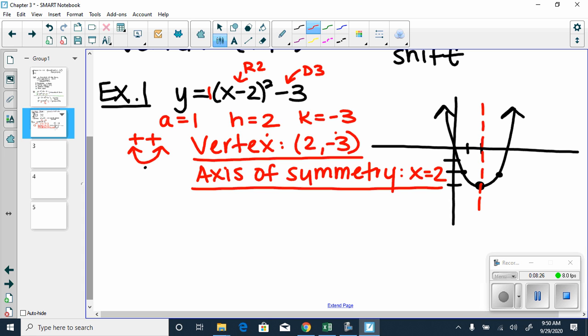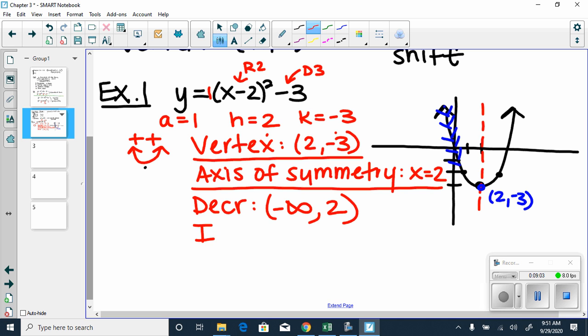The other thing is the increasing and decreasing. Let's start with decreasing. Okay, so decreasing. Remember, you read the graph from left to right. So if I start here and I read, my graph is technically decreasing. Okay, and it's decreasing the whole way down to that point. Well, that point is 2, -3. So if you remember from last week, decreasing, where it starts -infinity, and where does it go to? And you have to use x values. So technically, the decreasing interval will be from -infinity to 2. Remember to use x values.